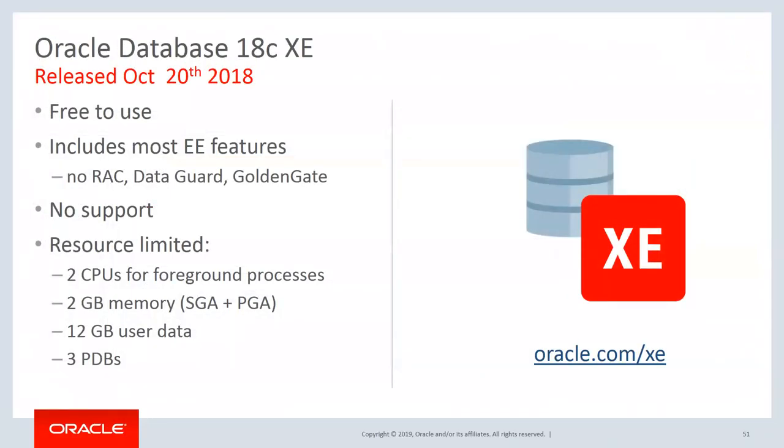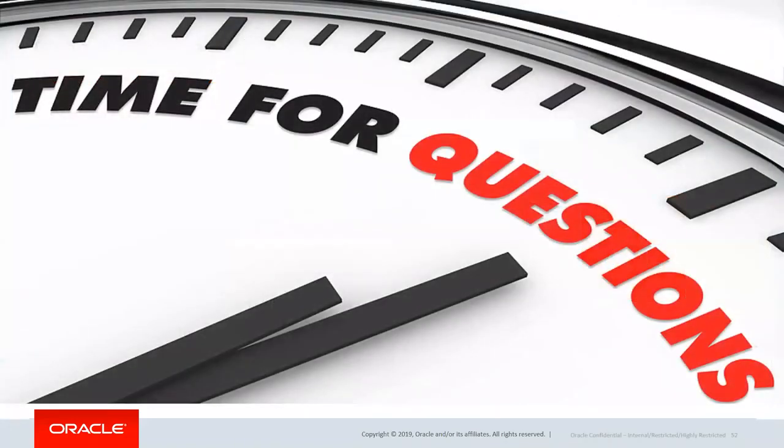Last but not least, Oracle XE has been released for those people who have not seen it. The free database where you can have up to 2 CPUs, up to 2 gigabytes of memory, and a whopping 12 gigabytes of user data. And the nice thing about Oracle XE is that it actually supports up to 3 pluggable databases. So if you want to play with the Oracle multitenant option and see how much fun you can have with pluggable databases, then please go to Oracle XE. If you're afraid of licensing, Oracle XE can have up to 3 PDBs, and you can play with it, copying and moving and relocating and refreshing without any problems.